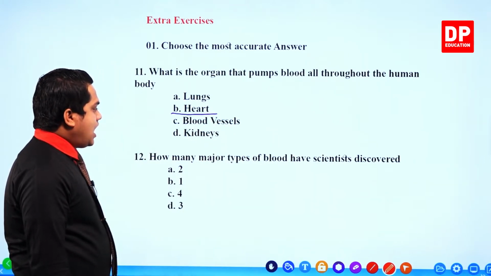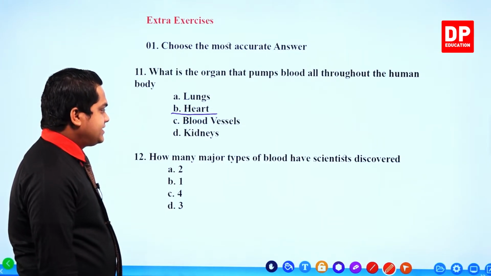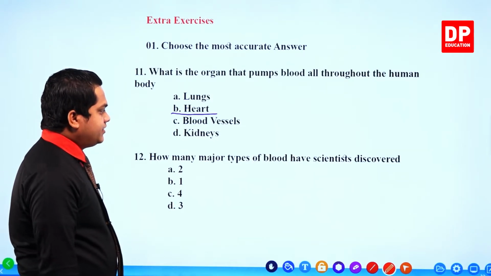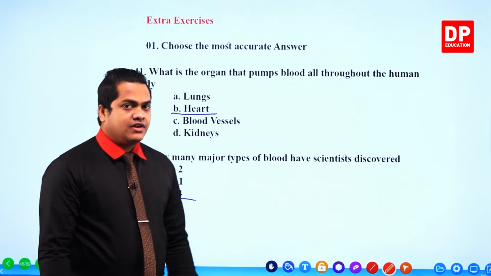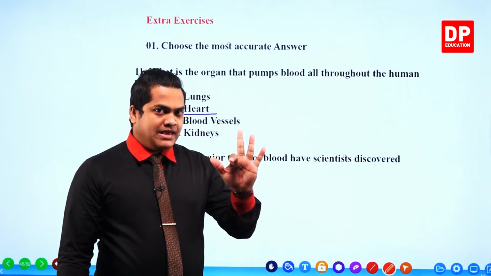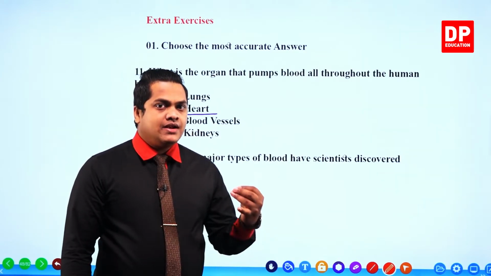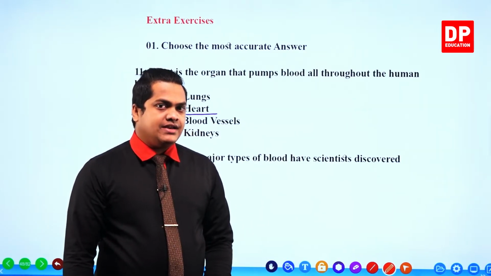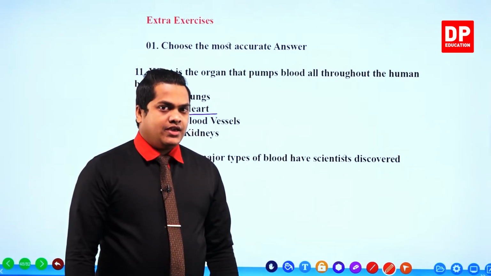Next one. How many major types of blood have scientists discovered? So there are 4 main types of blood. You know that. What are the 4 main types of blood, my dear children? A, B, AB and O. Those are the 4 main types of blood groups that we can identify within our society. So scientists have discovered 4 types of blood groups. Okay.